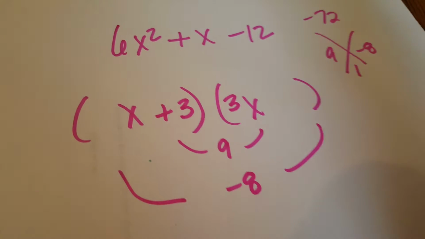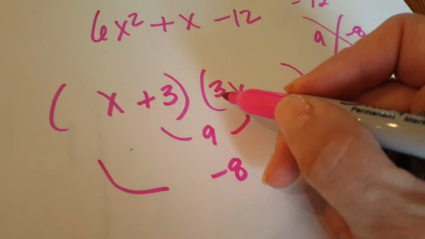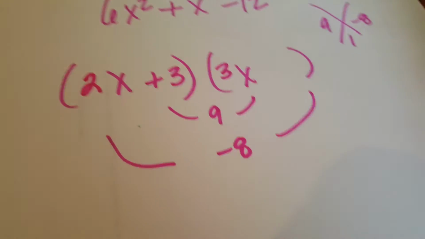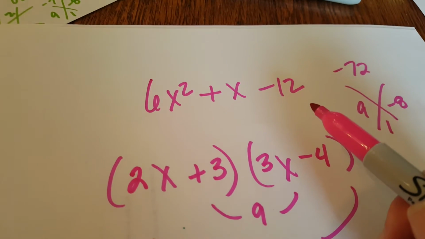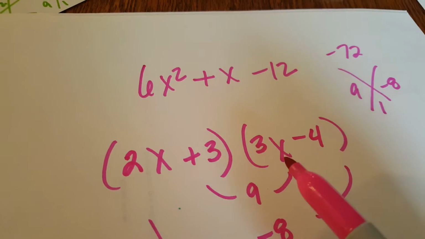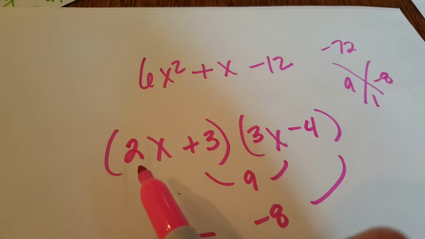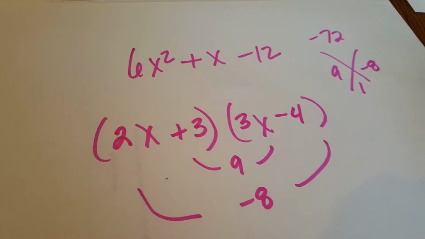All right, now I've got my lead terms have to be 6. I've already got my 3, so this is going to have to be a 2, which is going to make my last term here negative 4. And here again, double check. 3 times negative 4 is negative 12. My middle terms are positive 9, negative 8, which gives me a positive 1. And my lead terms, 2x times 3x is 6x squared.